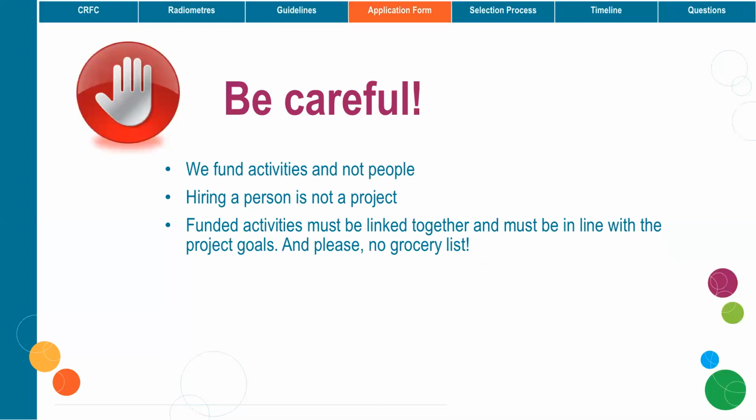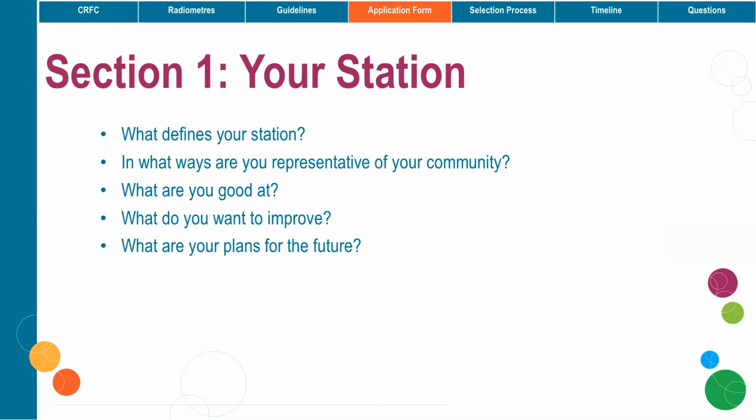So those are the two most common mistakes. So now we will be entering really the application form. Section 1, your station. You don't have to detail the situation of your station since its creation. You should really keep it simple, concise. Just make sure to include the information that is pertinent regarding the project that you are presenting.